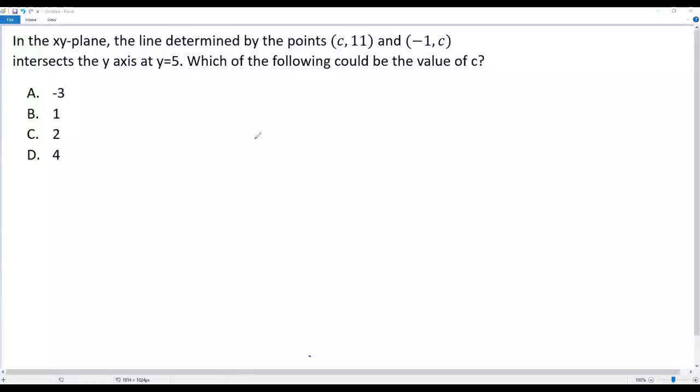Here we have a SAT math question. Okay, let's go to the information. In the xy plane, the line determined by the points (c, 11) and (-1, c) intersects the y-axis at y equals 5. Which of the following could be the value of c?